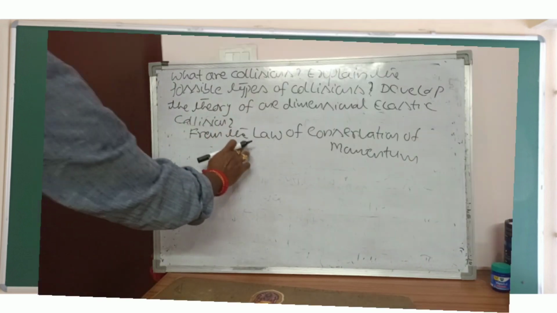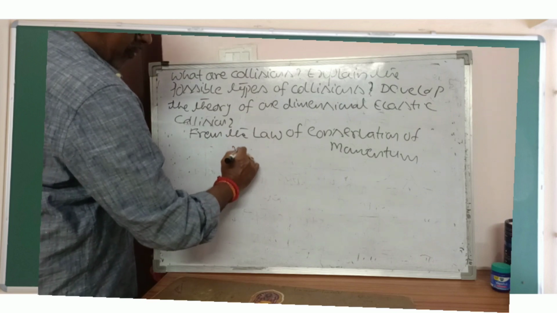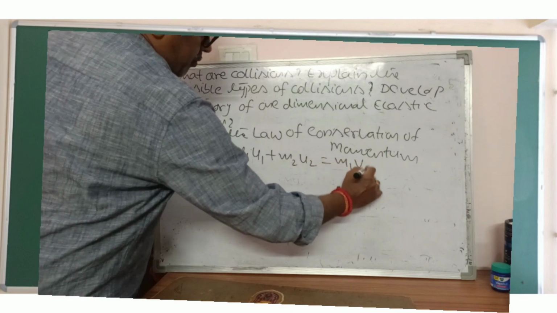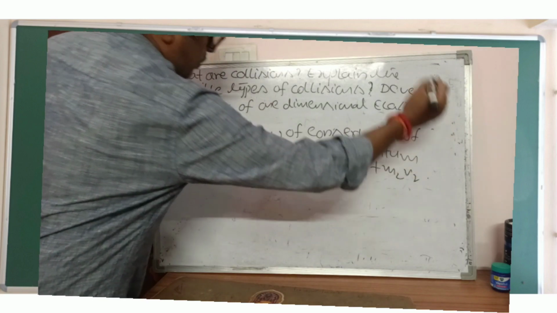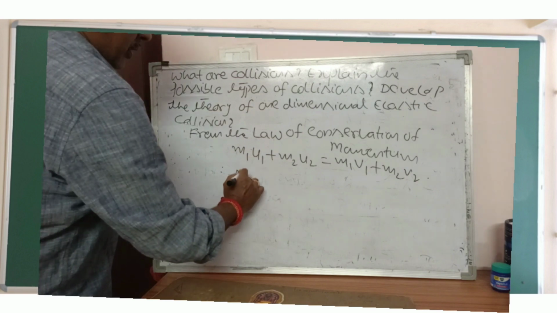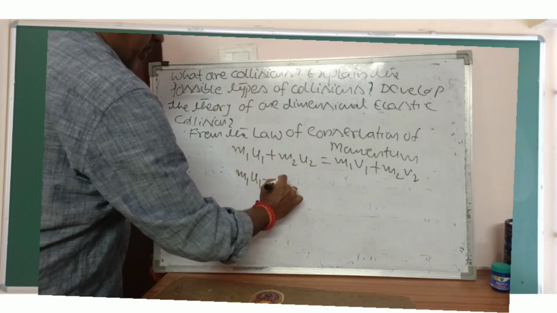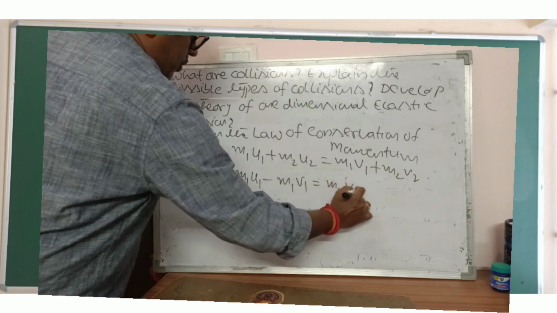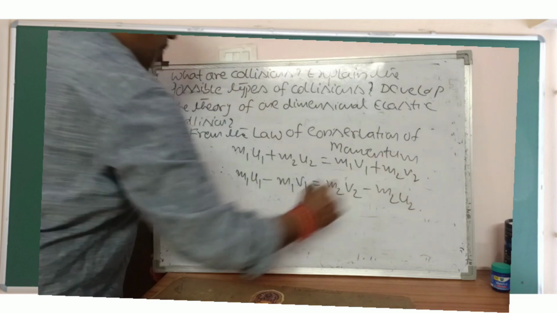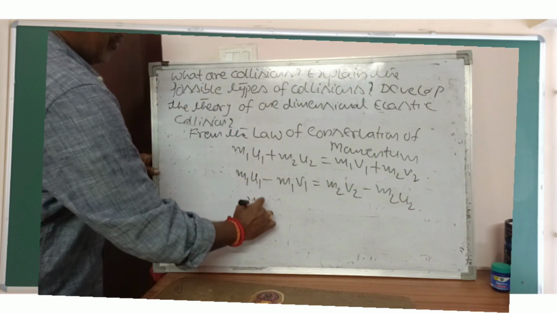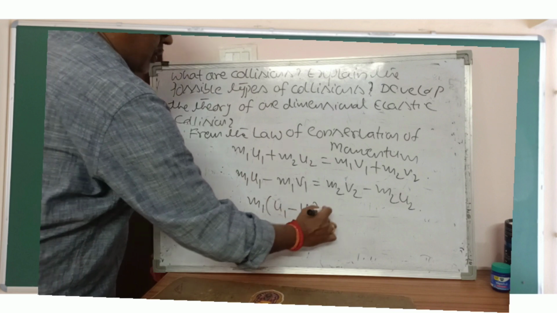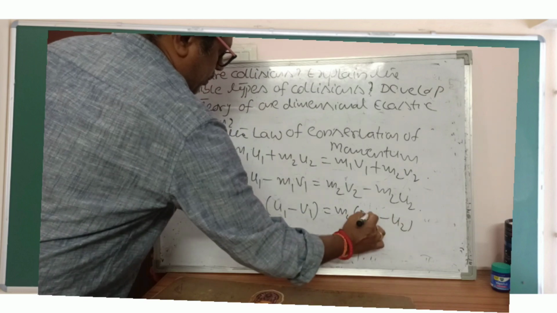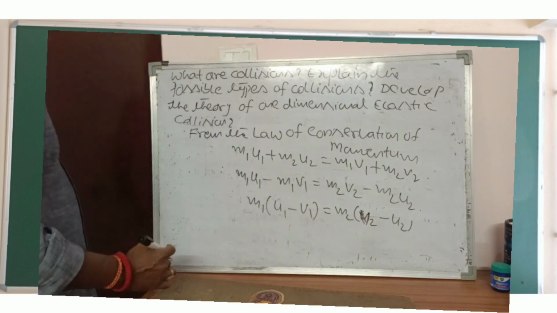From the law of conservation of momentum, m1 u1 plus m2 u2 is equal to m1 v1 plus m2 v2. Therefore, m1 u1 minus m1 v1, taking m1 v1 to the left side, it becomes, minus m2 v2 minus m2 u2. Taking m1 as a common factor, m1 into (u1 minus v1) is equal to m2 into (v2 minus u2). Let it be equation 1.